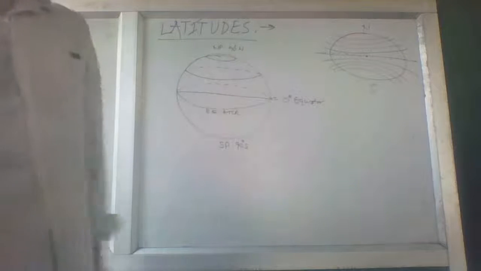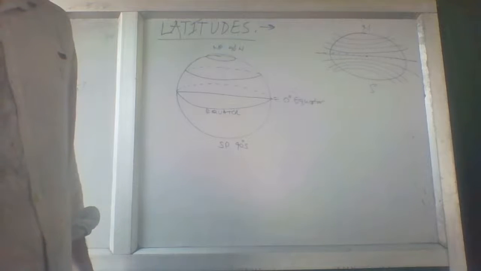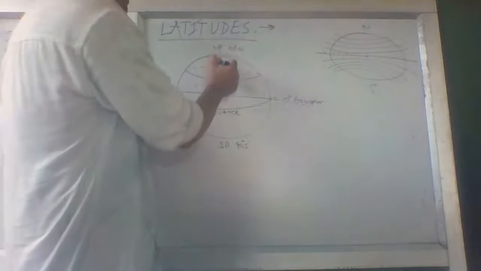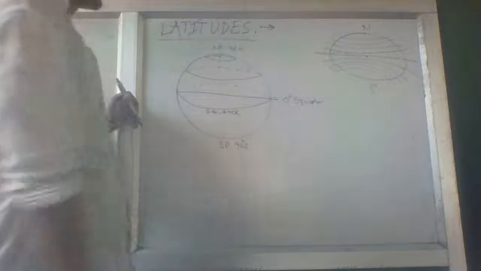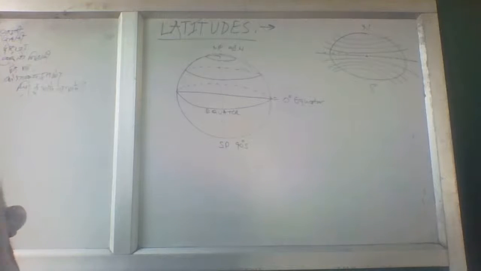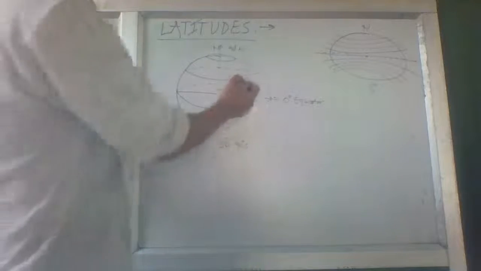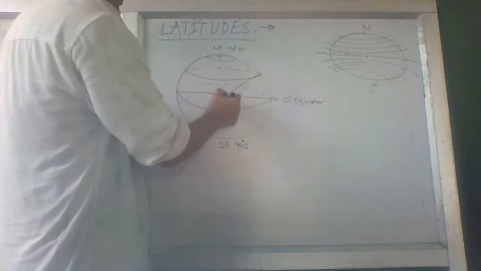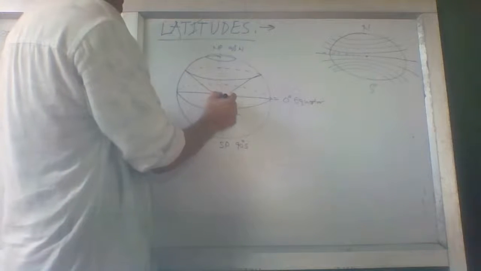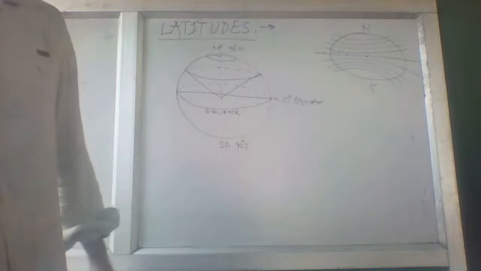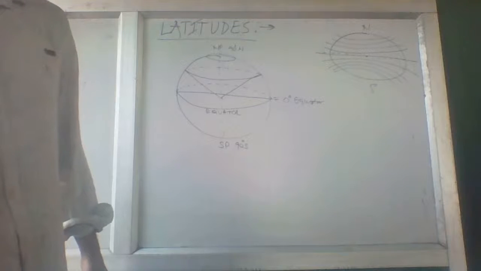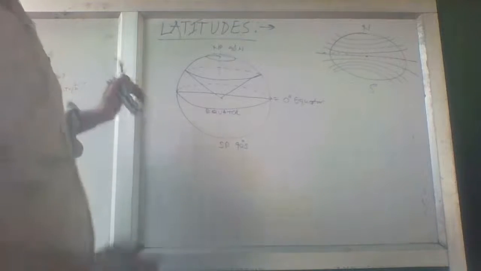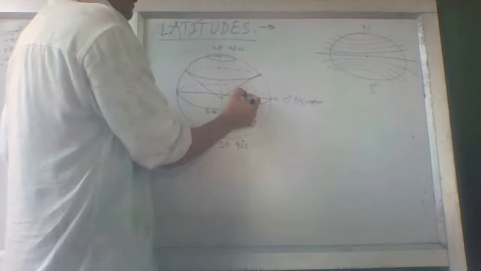This is 0 degree equator. This is a central part, a central vertical line, hypothetical. Join this with the center, this with the center, this. This external part is making 30 degree.